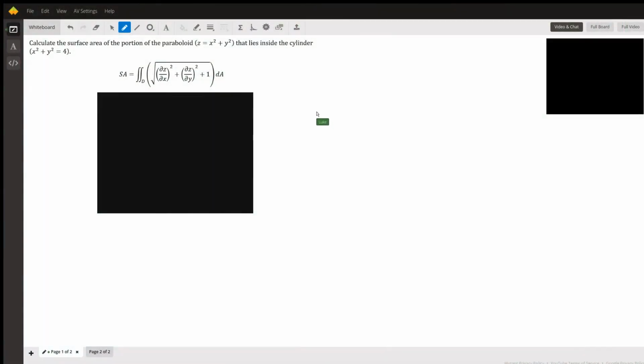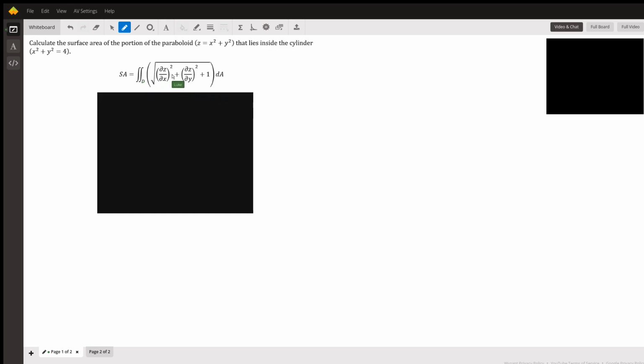Hello. The question that is posed today is: calculate the surface area of the portion of the paraboloid defined as z equals x squared plus y squared that lies inside the cylinder x squared plus y squared equals 4.